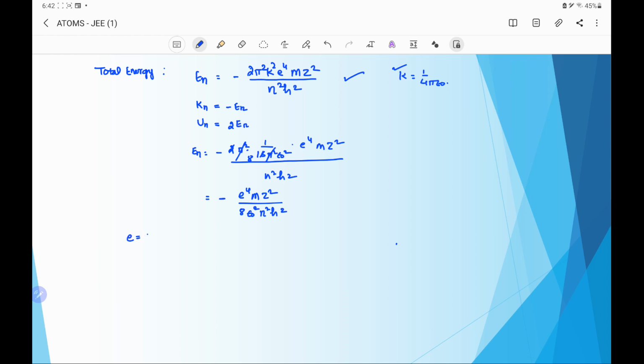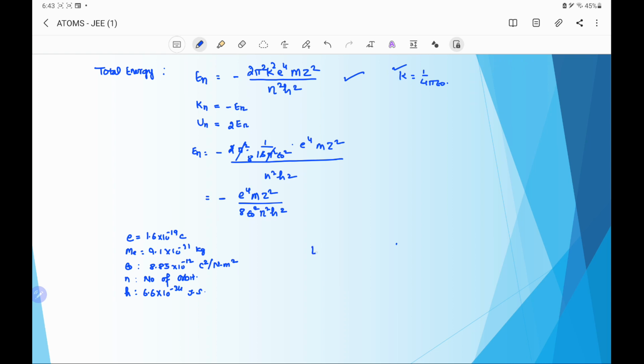To calculate the value for the hydrogen atom, we substitute the values of the parameters. E is the charge on electron, it is 1.6 into 10 to the power minus 19 coulomb. M is the mass of electron, that is equal to 9.1 into 10 to the power minus 31 kilogram. Epsilon naught is the permittivity of free space, it is 8.85 into 10 to the power minus 12, and it is coulomb square per Newton meter square. N is the number of orbit in which electron is revolving, and h is the Planck's constant having the value 6.6 into 10 to the power minus 34 joule second.